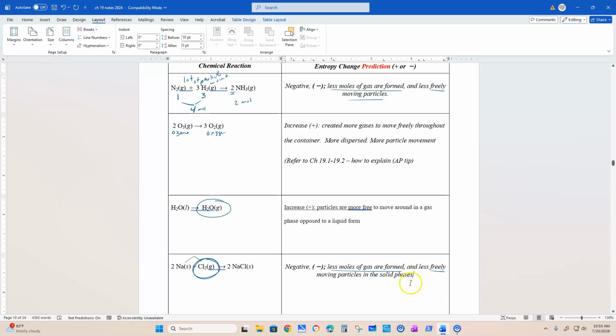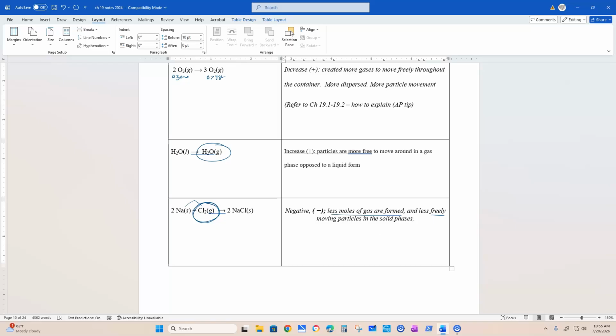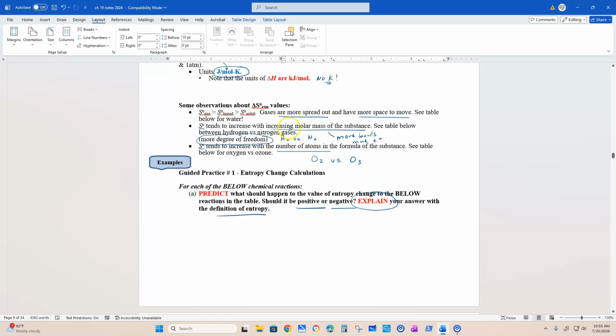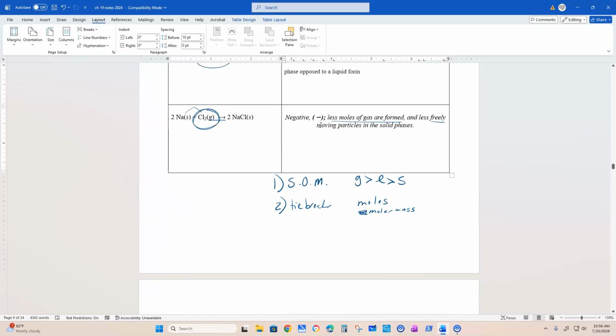Pay attention to gases first. So the things you want to focus on are states of matter. Gases give you the most movement versus liquids and solids. Then what if there's a tiebreaker? If there's a tiebreaker, look at moles. Look at molar mass. Same thing that we just mentioned up here. Notice the formula. Do you have more atoms in the formula? More molar mass in the formula? What do you have more of?